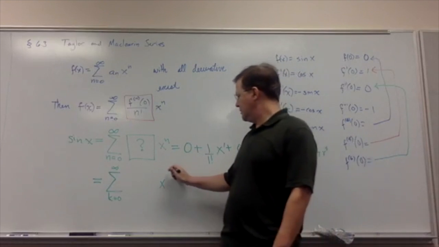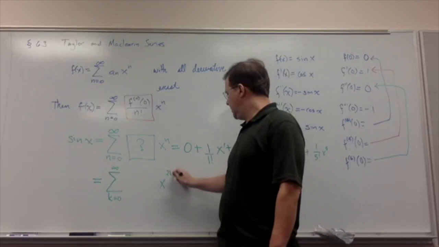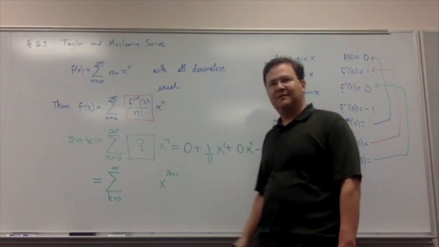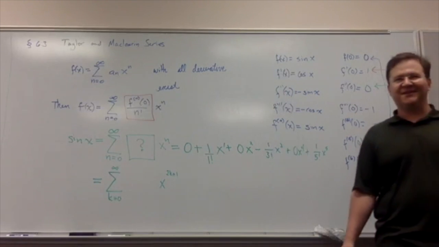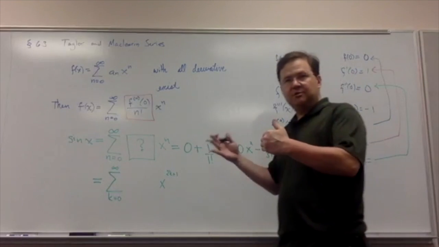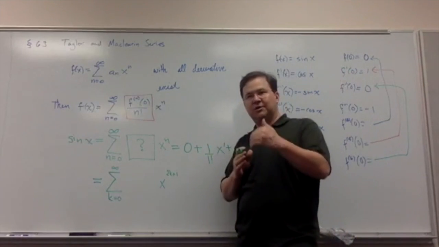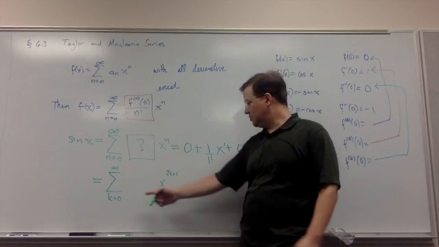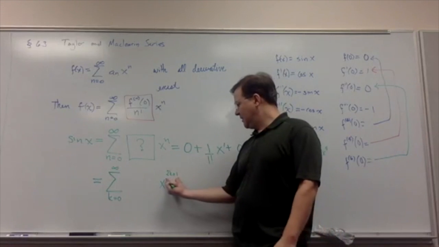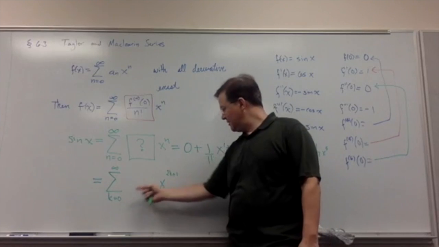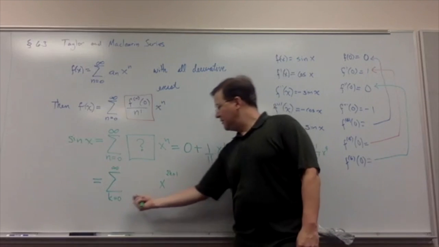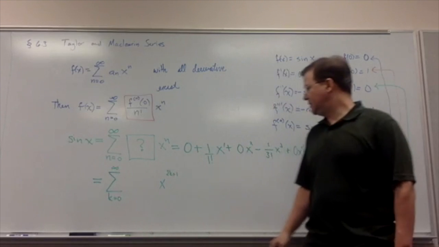Things like 2k plus 1. That's how you generate odd numbers: multiply by 2, so it's going by 2's, and put the plus 1 so that it's starting at 1. So if k equals 0, I get 1. If k equals 1, I get 3. If k equals 2, I get 5.